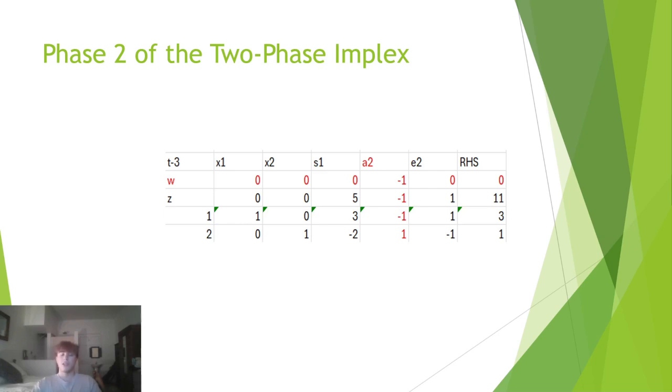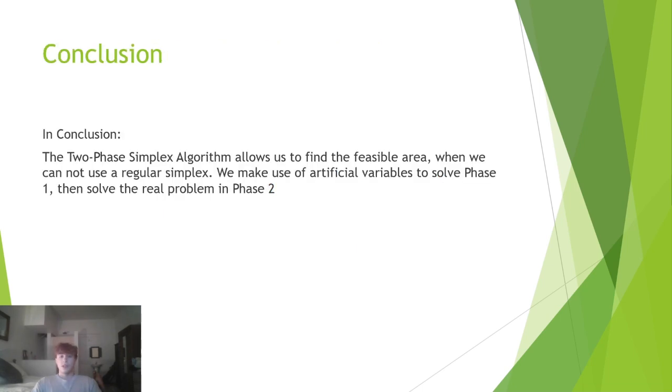And then we have the coefficients in the z row. These indicate how much each variable contributes to the objective. So for example, the 5 under S1 means increasing S1, which is a slack, would improve Z by 5 per unit. So in conclusion, the two-phase simplex algorithm shows us how to find the feasible area when we cannot use a regular simplex. So we make use of artificial variables to solve phase 1, then solve the real problem in phase 2. By breaking down the problem into two phases, we ensure accuracy and reach the best outcome.